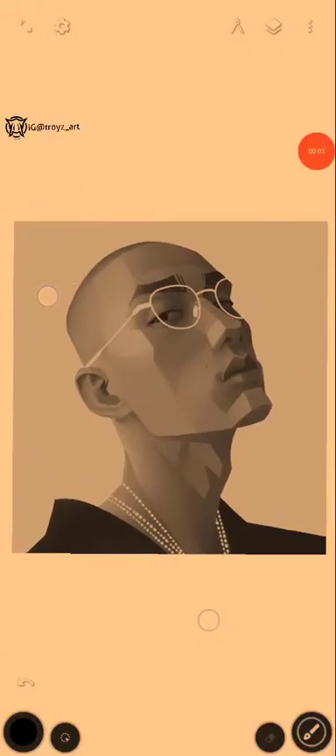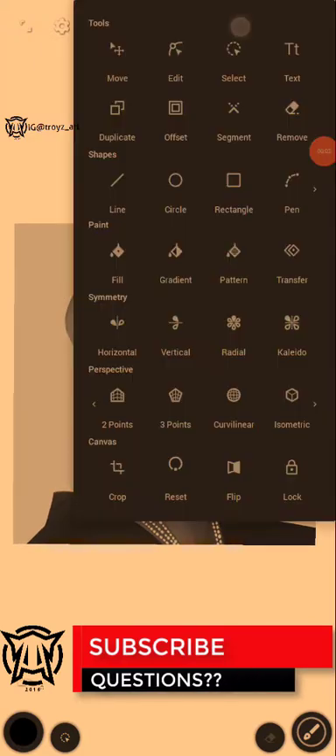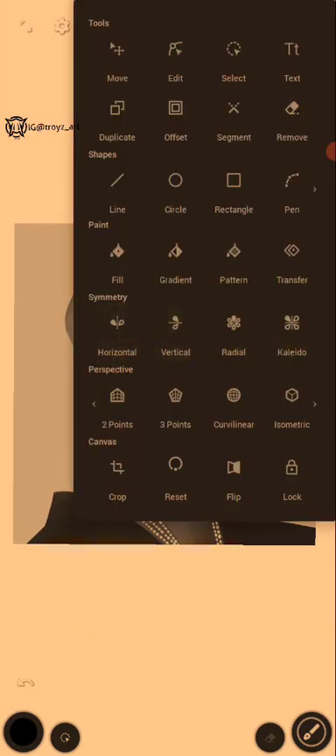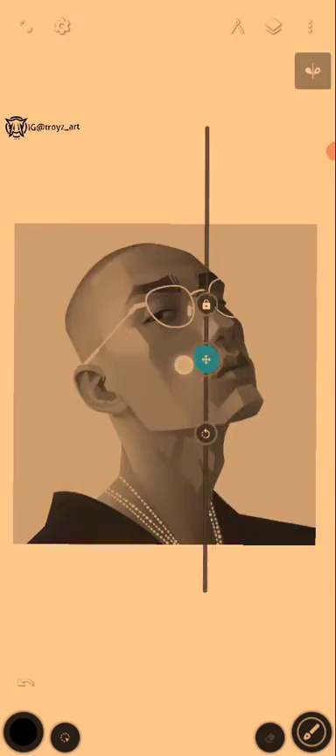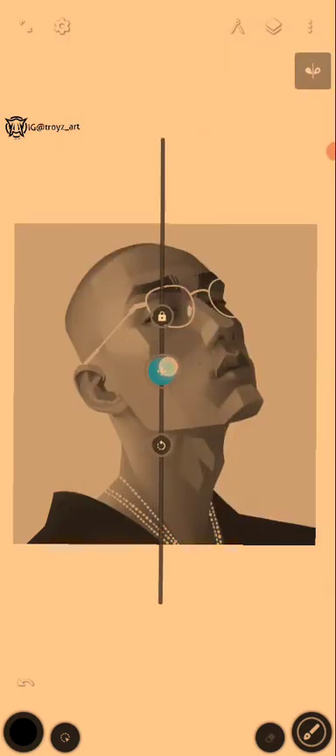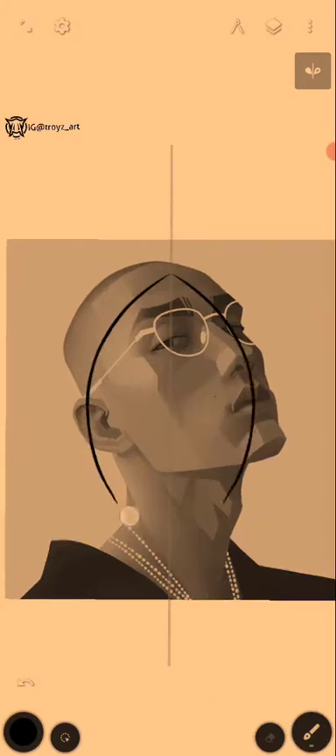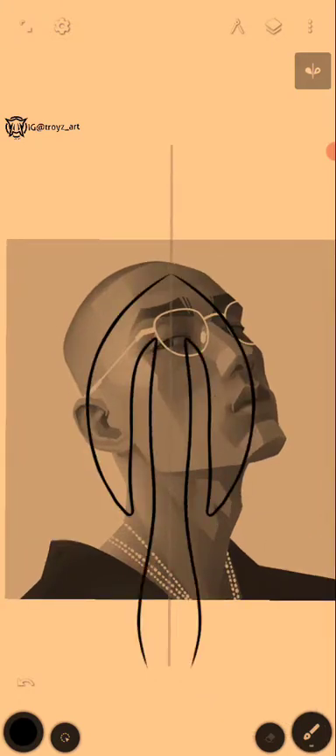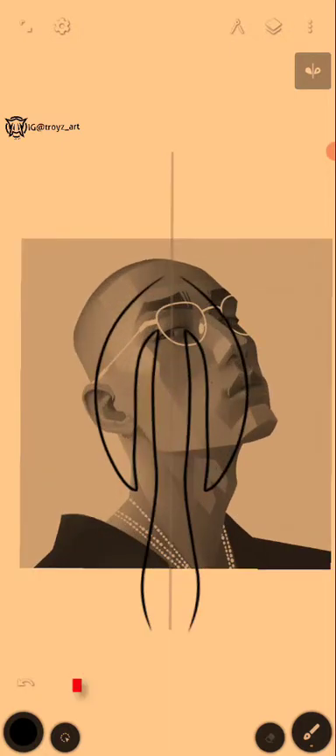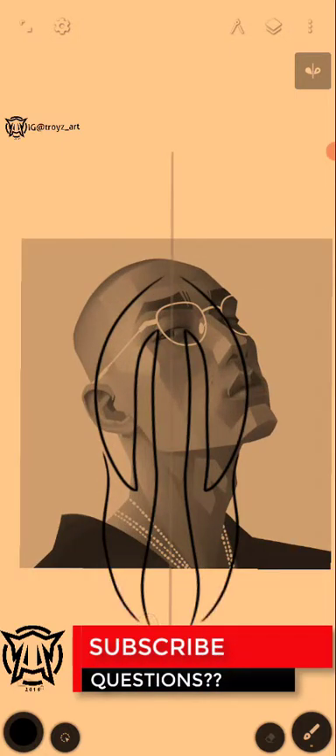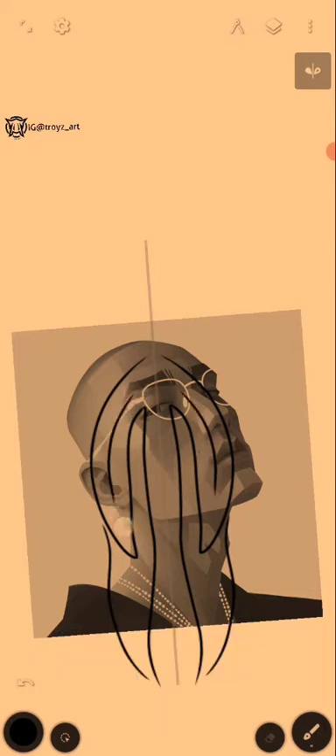Okay, so we're talking about the symmetry and all that. So we have horizontal, vertical, radial, and Kaleido. For symmetry, I mostly see people that work with things like patterns usually use it, and I also use it sometimes when I just want to be funny, or when I'm working on the eye people.